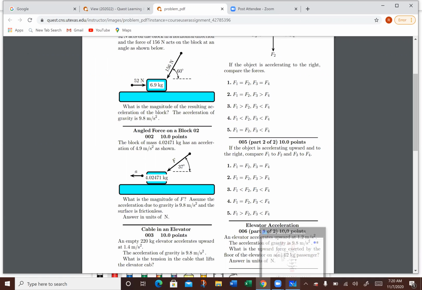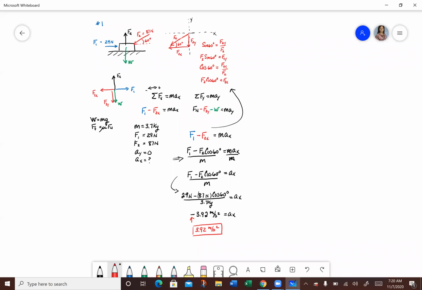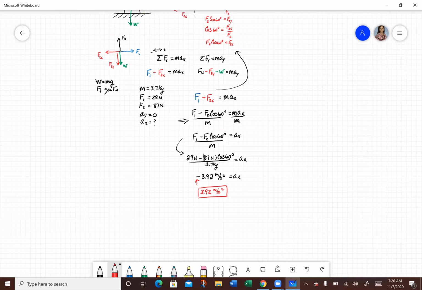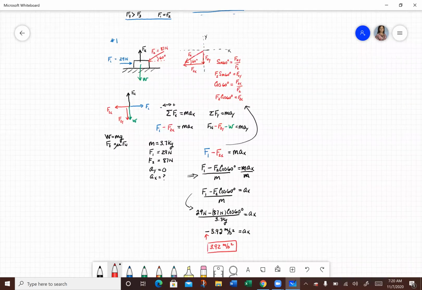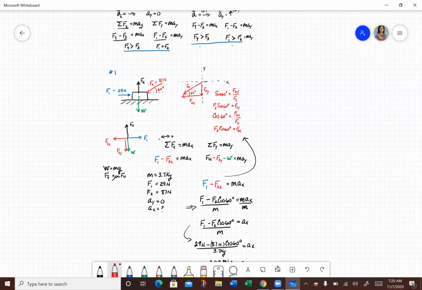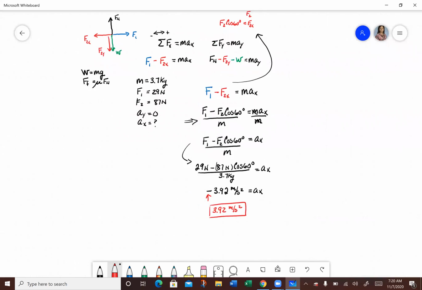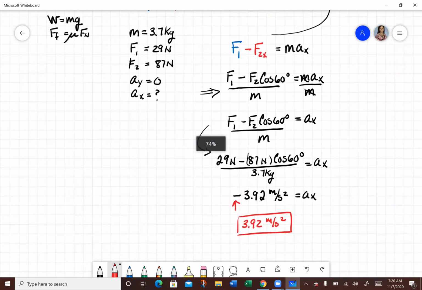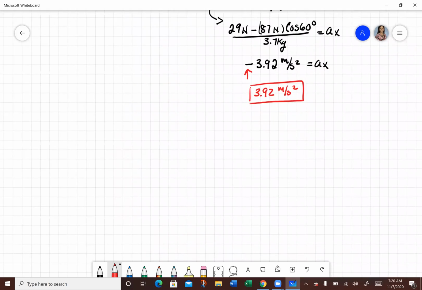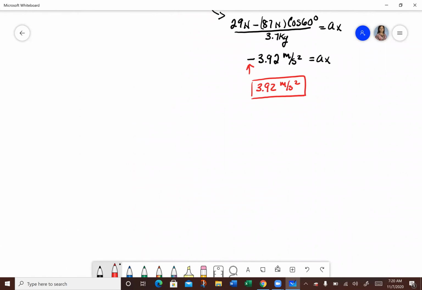So again, I'm going to go back, draw my picture, right? So in this case, we've taken out the other horizontal force, the F1. We only have that, and we want to know what is the acceleration. So I'm going to expand this again. And now we're going to look at number 2 on the UT Quest. So for my numbers, we have a block.